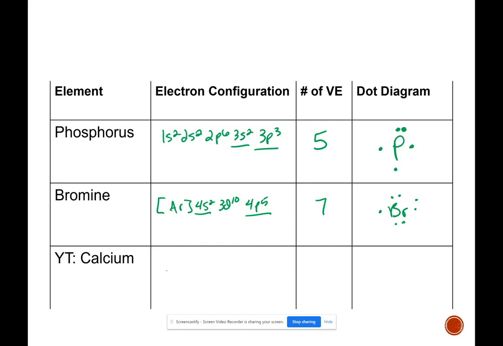Lastly, calcium. Calcium you also abbreviate with argon, 4s2. So calcium only has 2 valence electrons in that 4s sublevel. So calcium only gets 2 dots. It doesn't matter if you put the 2 dots like that, or if you do one on the top and one on the bottom, as long as you have 2 separate dots.